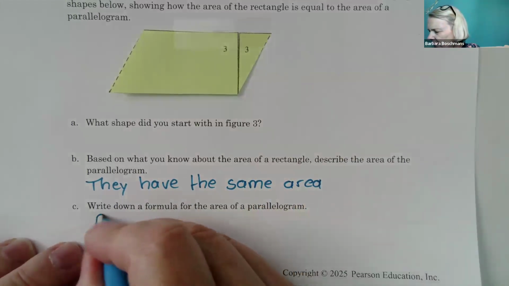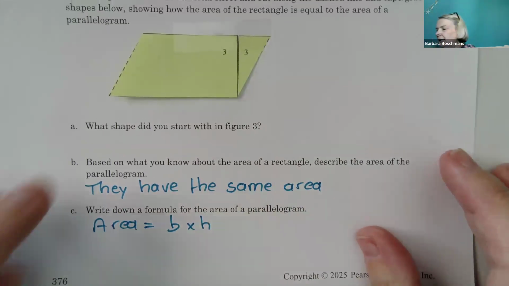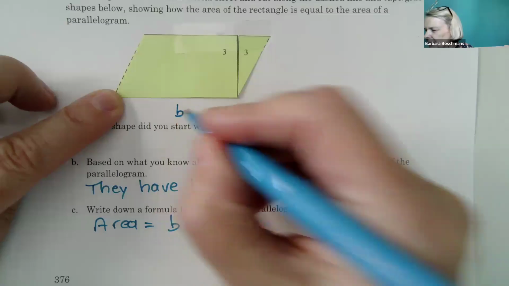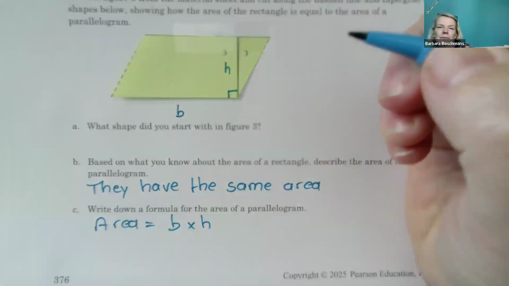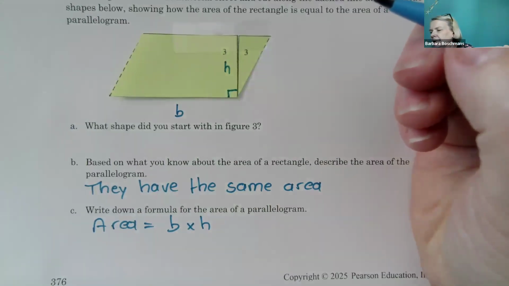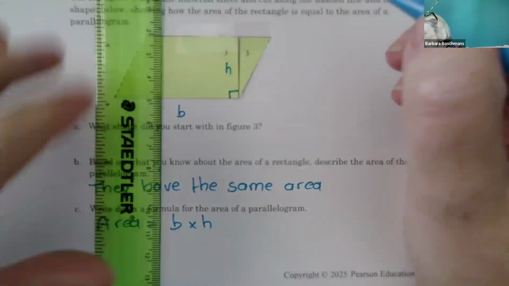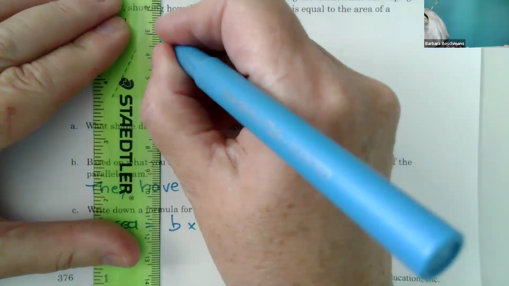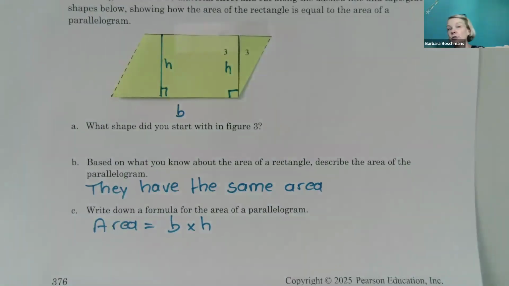Well, that would mean that the area is base times height. So I didn't cut the base. The base is right here. This is B. And I can still see the height of the rectangle. So it still makes a 90-degree angle. Now, you don't have to have the height be in that corner. You can measure your height anywhere inside your parallelogram as long as you make that 90-degree angle. So I can still see the cutout from the rectangle and make that my height, but I can also have it inside my parallelogram as long as it's perpendicular to the base.